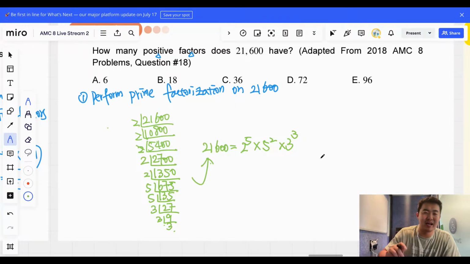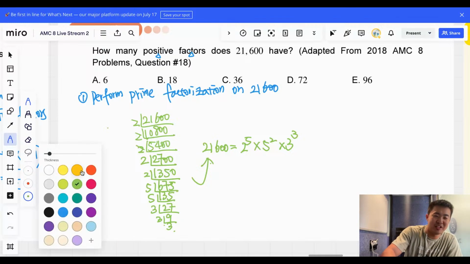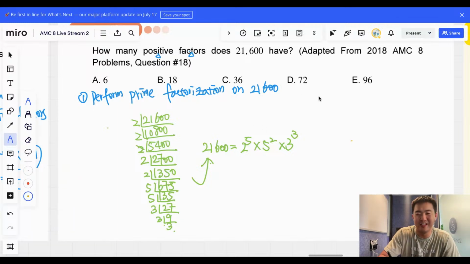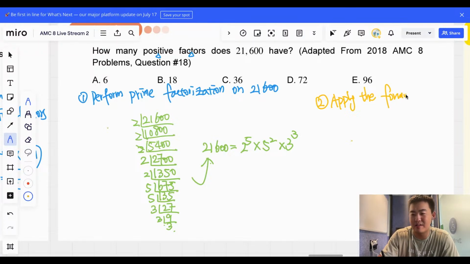So what's our second step? I will change another color. How about yellow? So our second step, which follows right here, is what? Okay, it's apply the formula, okay? So we use this formula a lot of times. We should be very proficient with it right now. The number of positive factors, right? It's on the prompt. Positive factors of which number we have now?